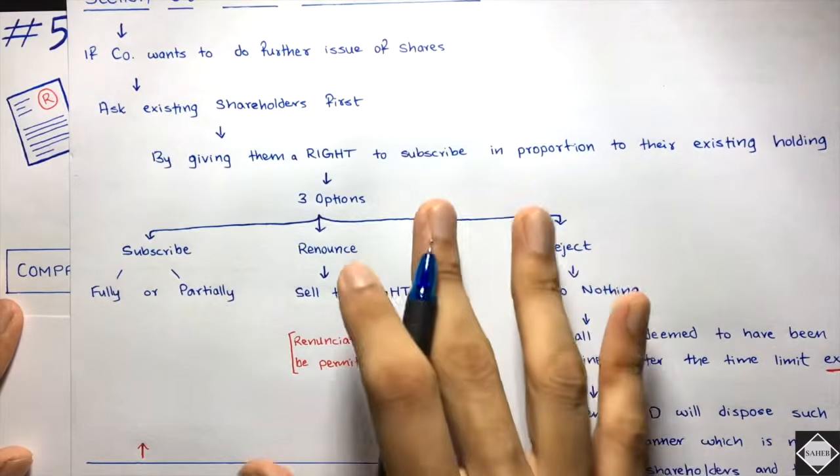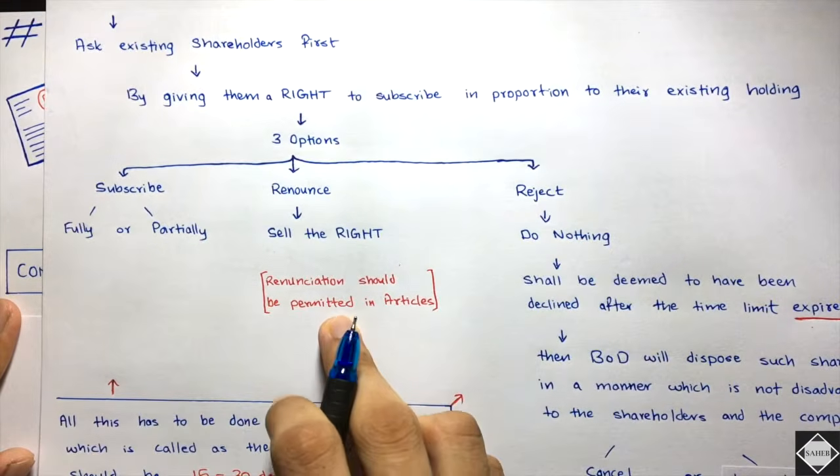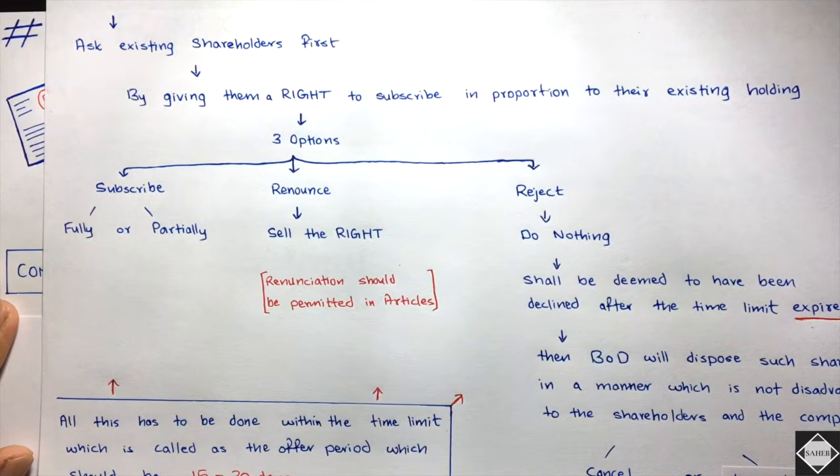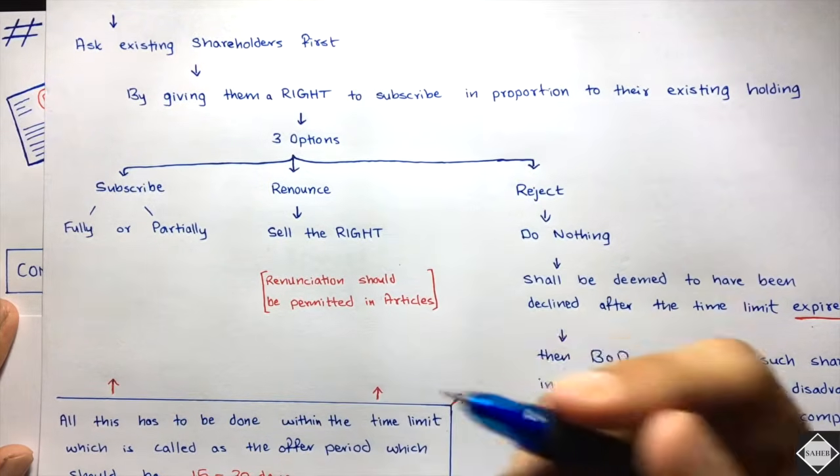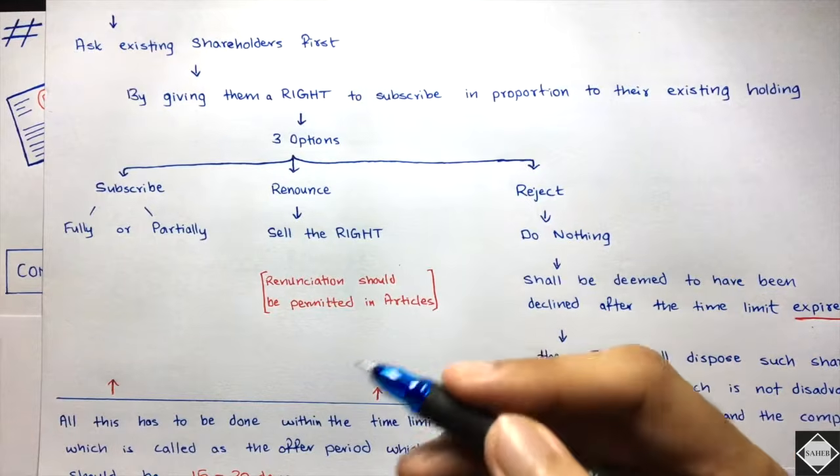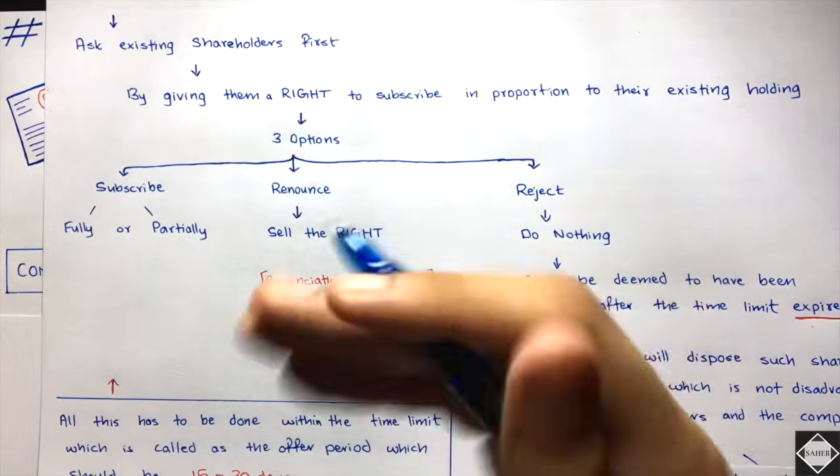But this renunciation should be permitted in the articles of association. If the AOA, the articles of association, is silent, then it will be assumed that renunciation is allowed and you can sell the right.